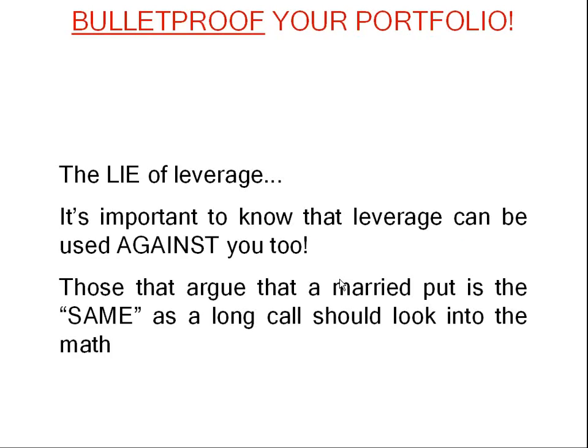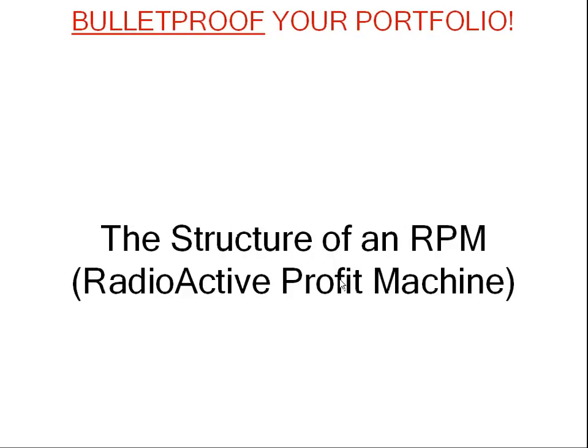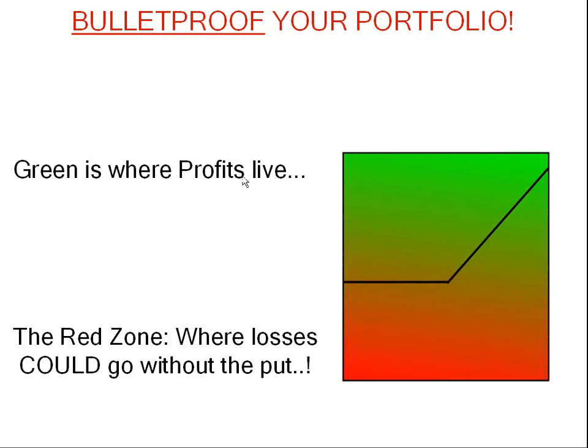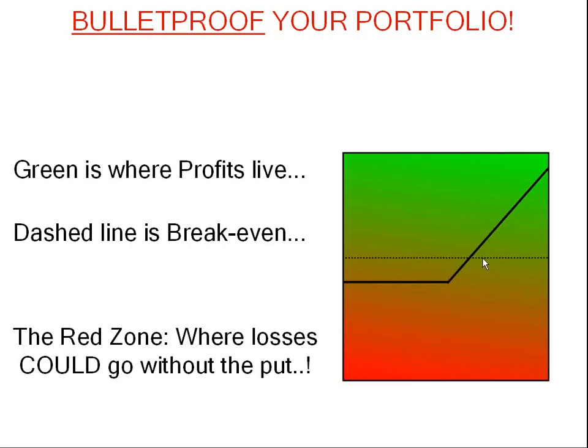When we use the married put position, when we buy stock and buy a put option for protection, making sure we limit our risk to only single digits, we take advantage of one of the 3 core principles of radioactive trading, and that's force an ideal size trade. So when we originally open a married put, we have a position where we've limited our risk, we have the upside profit potential, and the break even here.